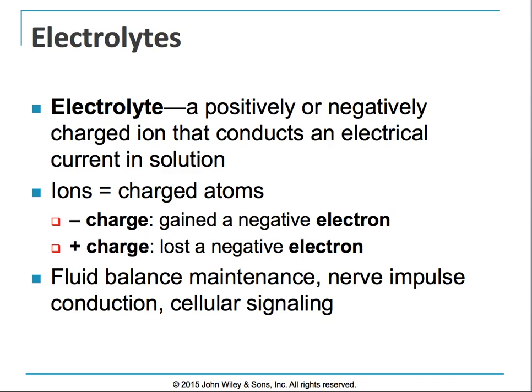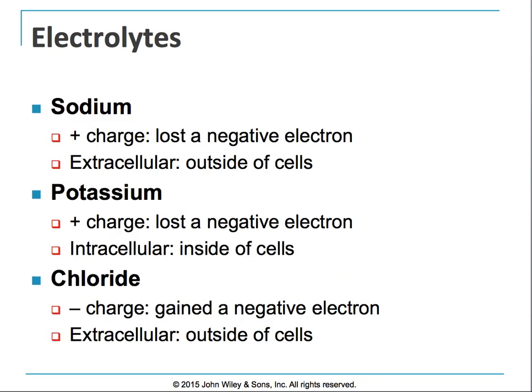Ions are charged atoms. Negative charge means that that ion gained a negative electron, and a positive charge means that that ion lost a negative electron. Electrolytes are essential for fluid balance maintenance, nerve impulse conduction, and cellular signaling.